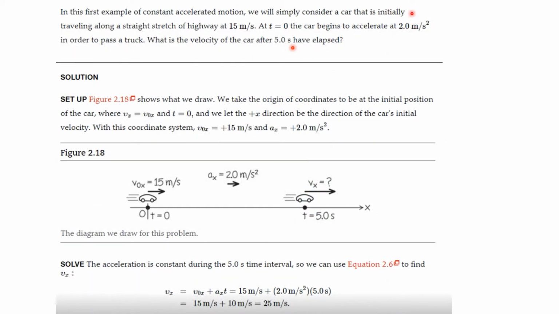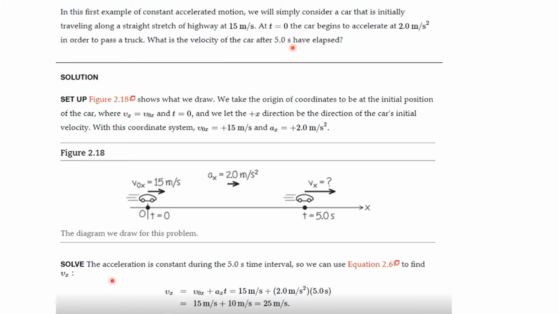So in this first example of constant accelerated motion, we'll simply consider a car that is initially traveling along a straight stretch of highway at 15 meters per second. Here's the picture of this. At t equals 0, the car begins to accelerate at a constant 2.0 meters per second squared in order to pass a truck that's not here. So the acceleration begins here. It's constant in this direction at 2.0 meters per second squared. So the question asks, what is the velocity of the car after 5 seconds have elapsed?